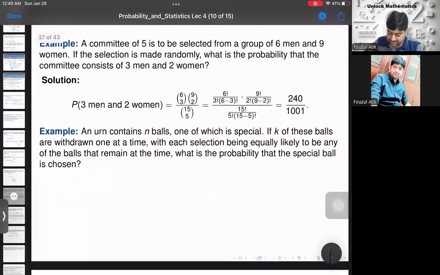Whatever I discussed is given here, the formal definition. And the final answer will be 240 divided by 1001.